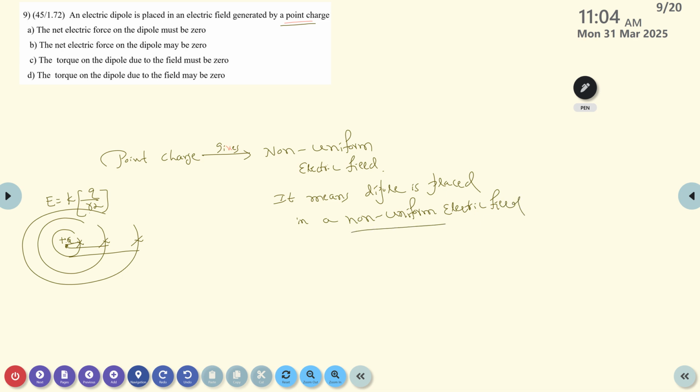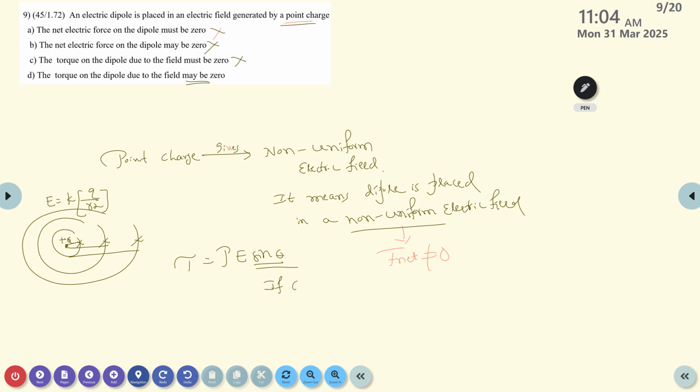We know that in the non-uniform electric field, in this case, F net is not equal to what? 0. Of course, torque is there. So that must be 0? Wrong. This is torque. Then torque of the dipole due to the field must be 0? No. It may be 0 because torque equal to P into E into what? Sin theta.